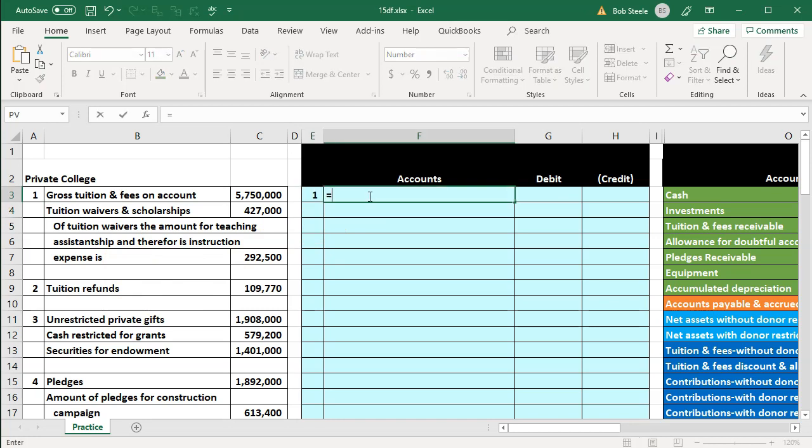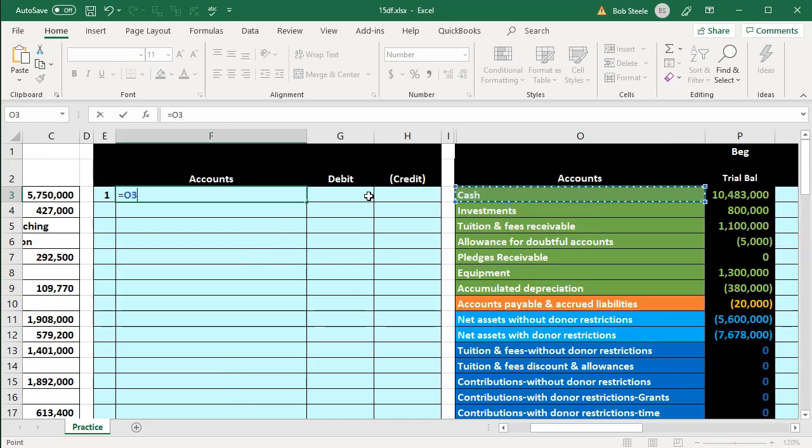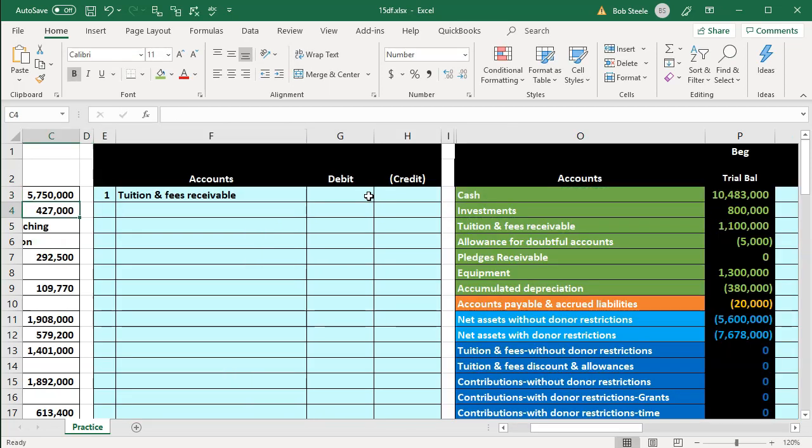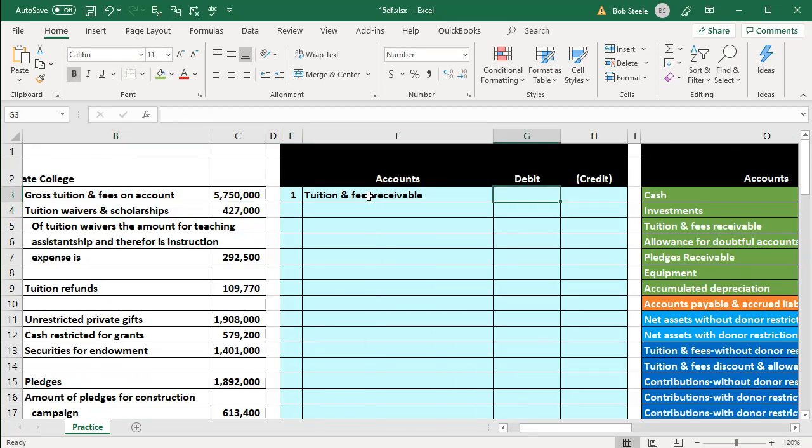Number one is going to be the tuition and fees receivable. The tuition and fees receivable is going to be $5,750, which is the total minus the waivers of the $427,000. So we're going to take out the waivers. Now we're not going to record the tuition revenue yet. That's going to be our last account that we record, but it will be equivalent to that 5750 amount here.